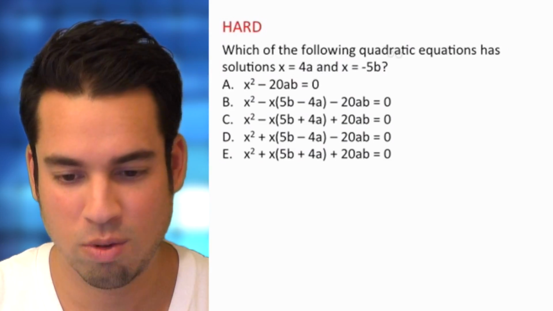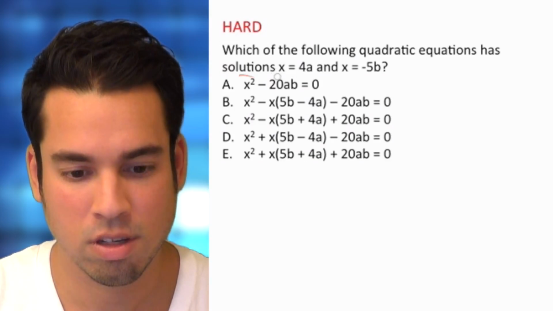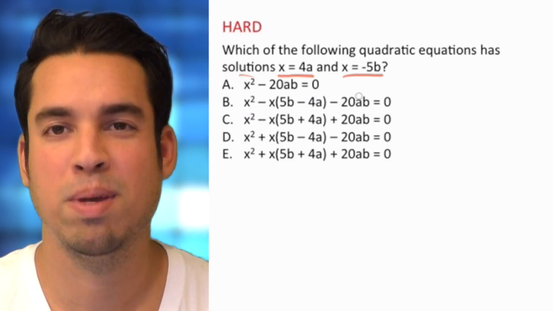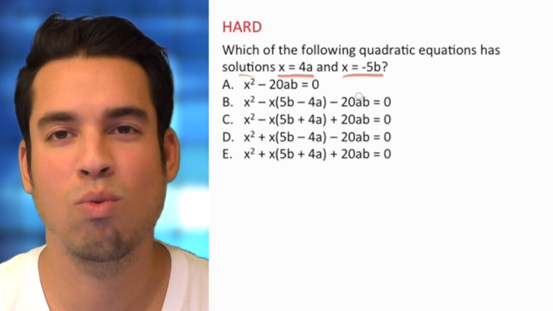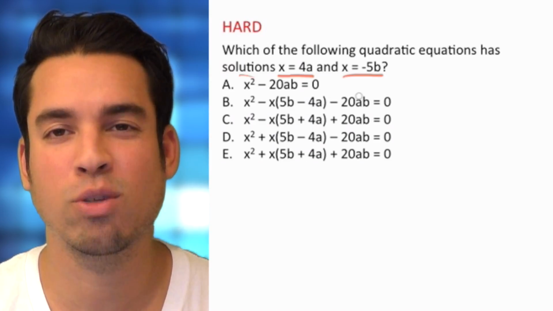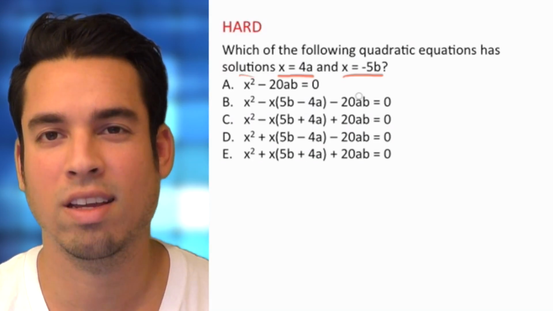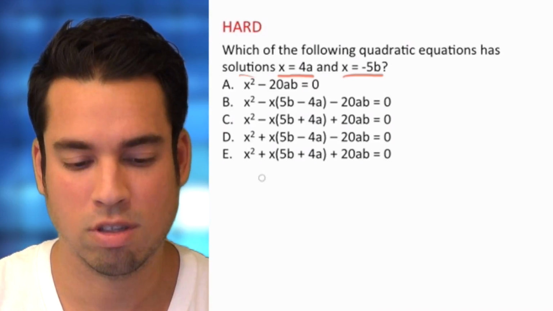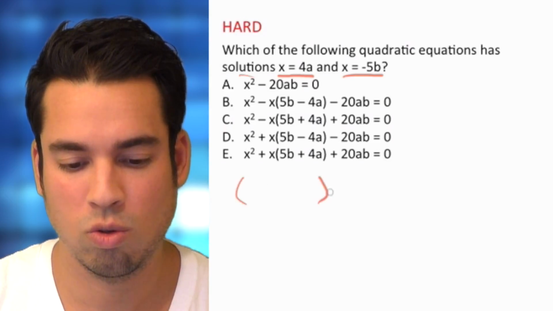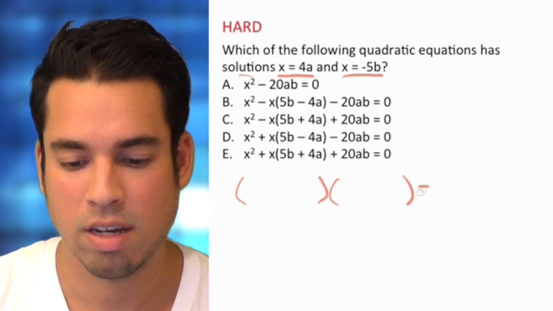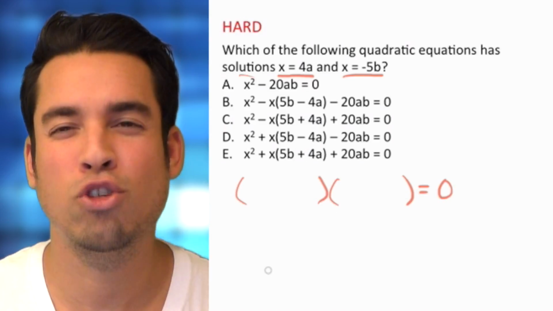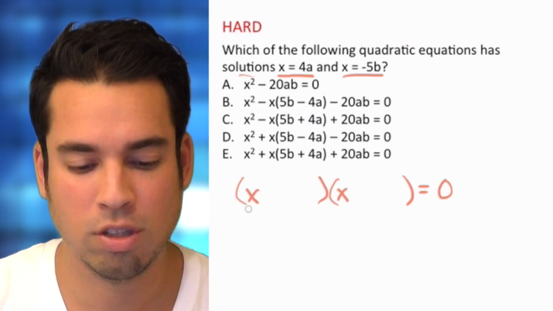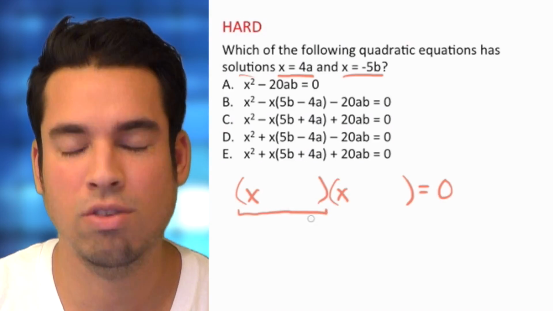So it says, which of the following quadratic equations has solutions x = 4a and x = negative 5b? Okay, so it's important to know that we're essentially reverse engineering a quadratic equation from the solutions. Remember, whenever we factor something, we factor it into things like this. We're setting it equal to 0. The solutions are whatever make each individual parenthesis statement go to 0.